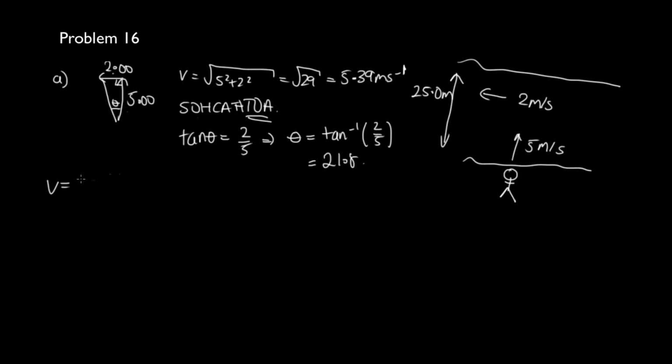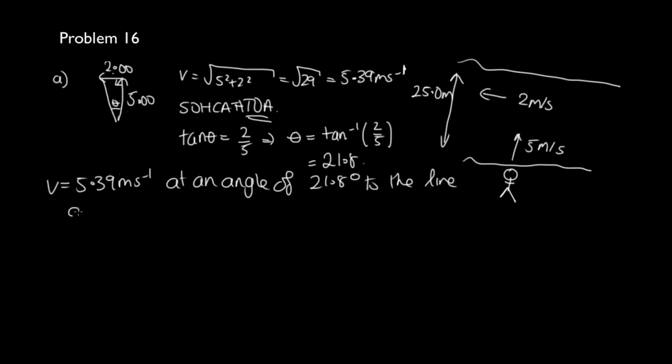And so the velocity is equal to 5.39 meters per second at an angle of 21.8 degrees to the line drawn directly across the river is one way to say it, or otherwise we could sketch this diagram here and say as shown in the diagram.